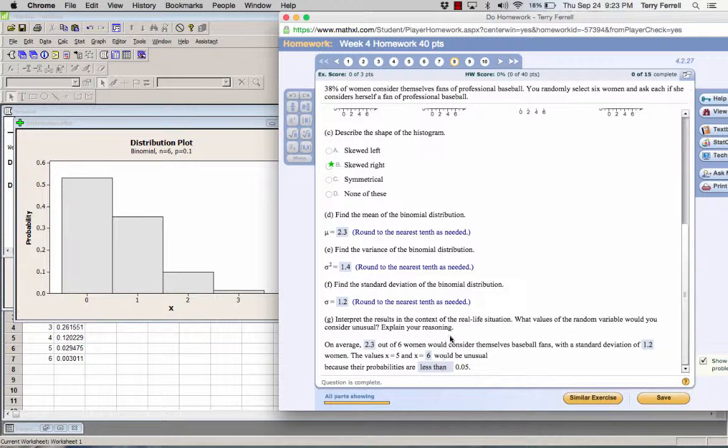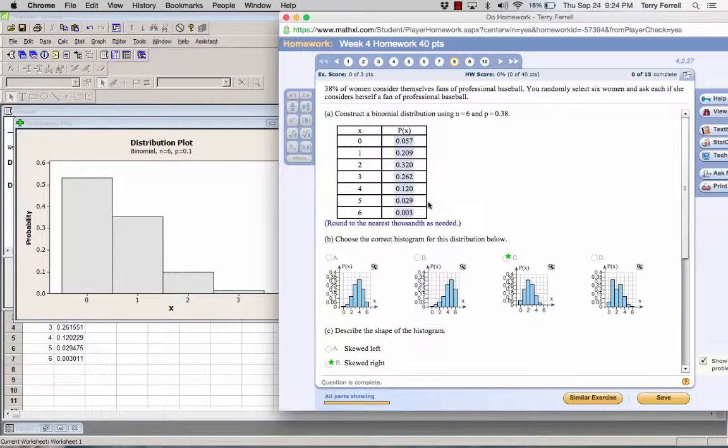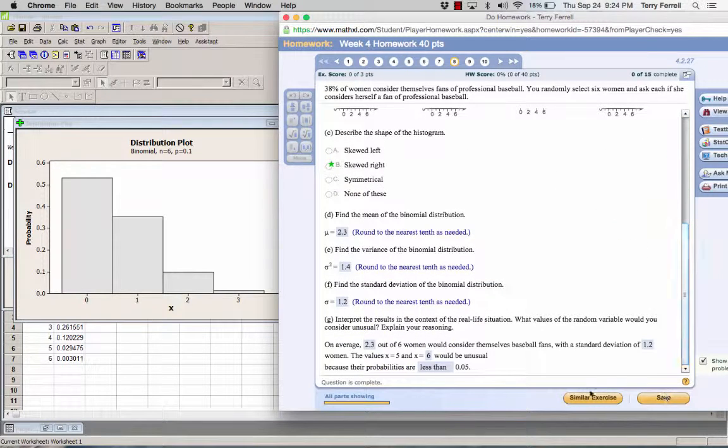And down here, you're kind of just answering the question. It says, on average, that's the mean, out of 6 women, will consider themselves baseball fans with a standard deviation of what we already calculated. The values of 5 and 6 would be unusual, and that's because the values of 5 and 6 have a probability that's less than 0.05, and they're defining that as unusual, less than 0.05.